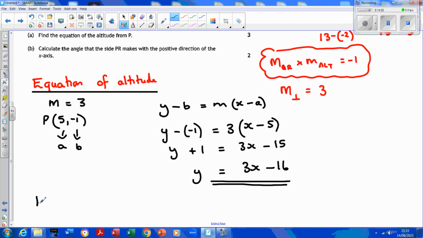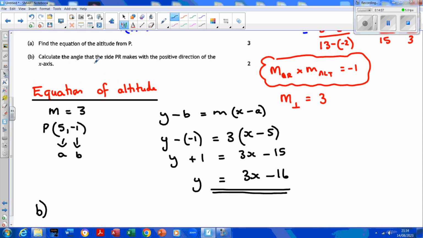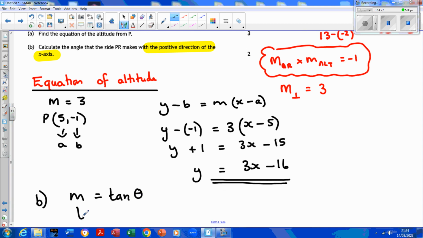Part B. Part B is calculate the angle that the side PR makes with the positive direction of the x-axis. The same thing again, the positive direction of the x-axis. That's code for writing down gradient is equal to tan theta. Now I want to work out the angle, so I'll just switch it around. So tan theta is equal to the gradient.